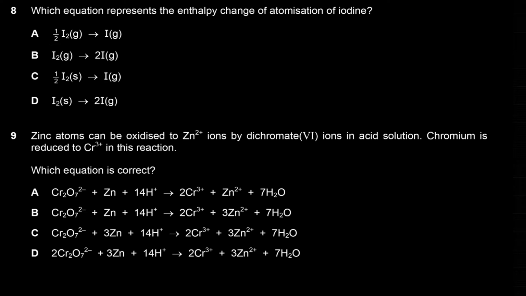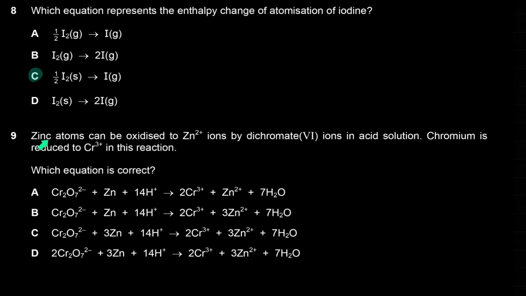All right, question number 8. Which equation represents the enthalpy change of atomization of iodine? Now, atomization is no longer part of your syllabus, but atomization is basically the formation of 1 mole of gaseous atoms from the elements in their standard state. So the answer here is C. But again, as I said, atomization is no longer part of the AS syllabus.